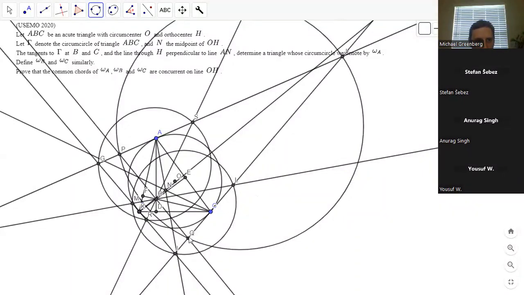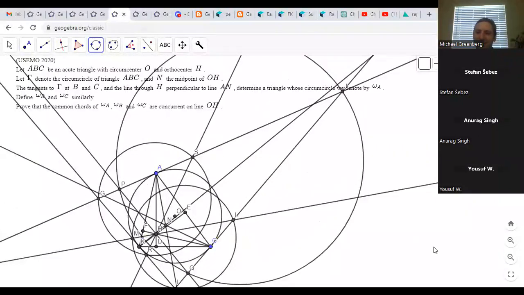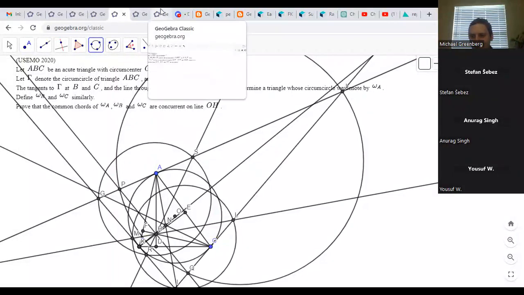The common chords just be concurrent on line OH. Oh, it could be. It's not saying they're coaxial. It's saying that the radical center. Yeah. So yeah, that's how. I think we can do this. Are you sure? It seems complicated to me. No, I think it kind of looks fun.